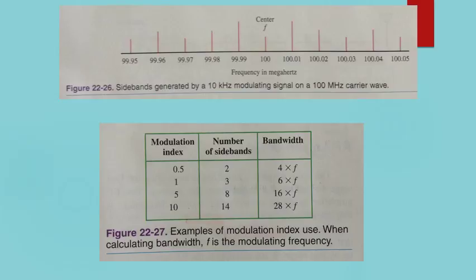The modulation index. The modulation index is the relationship between the maximum carrier deviation and the maximum modulating frequency. The equation can be written as: modulation index equals maximum carrier deviation divided by maximum modulating frequency. Using this index, the number of significant sidebands and the bandwidth of the FM signal can be figured. The complete index can be found in more advanced texts. Examples of the use of the modulation index are given in figure 22-27.